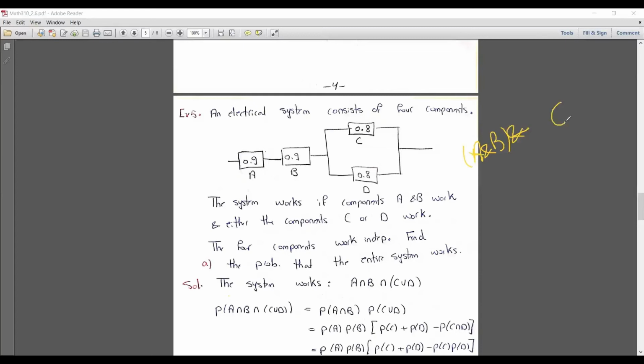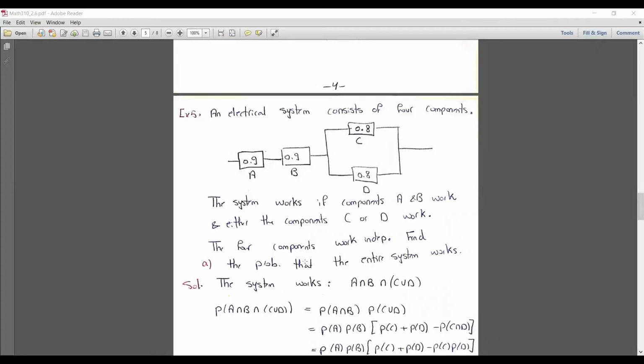C works or D. So for the system to be working, either we have A and B working and C, or A, B, and D, or A, B, C, and D work. If A doesn't work, the system doesn't work. If B doesn't work, the system doesn't work. If C and D, both of them do not work, then the system does not work. Okay, let's check our questions here.